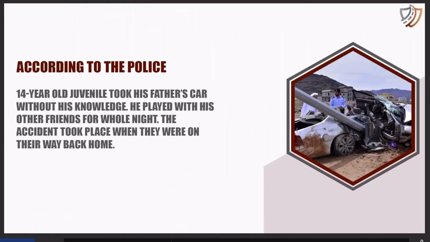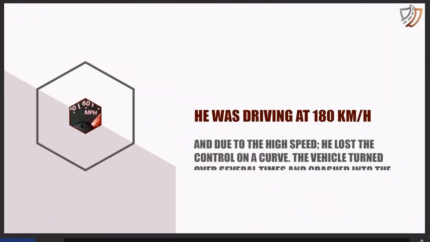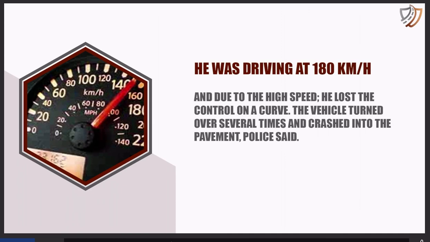According to the police, a 14-year-old juvenile took his father's car without his knowledge. He played with his other friends for the whole night. The accident took place when they were on their way back home. He was driving at 180 km per hour and due to the high speed, he lost control on a curve. The vehicle turned over several times and crashed into the pavement, police said.